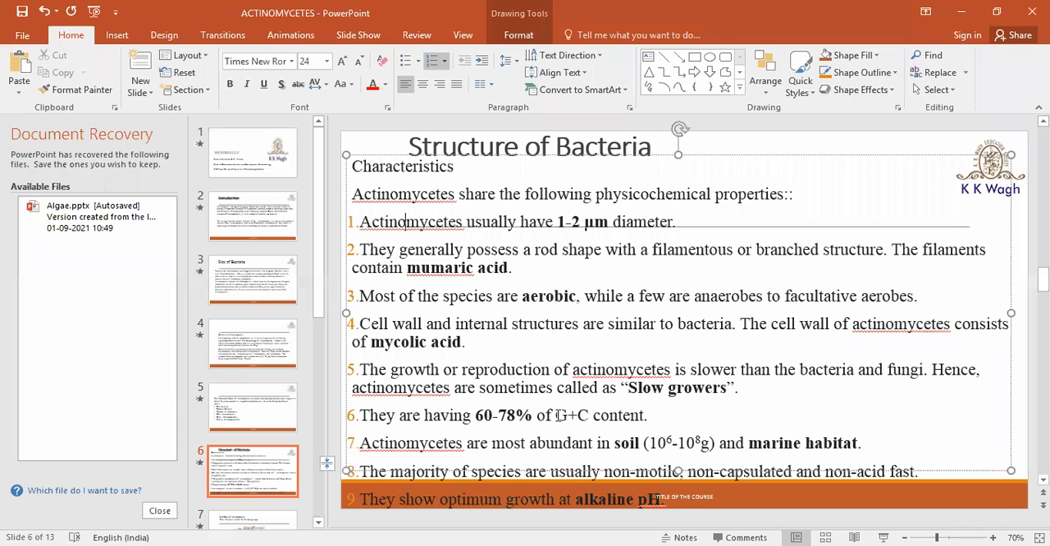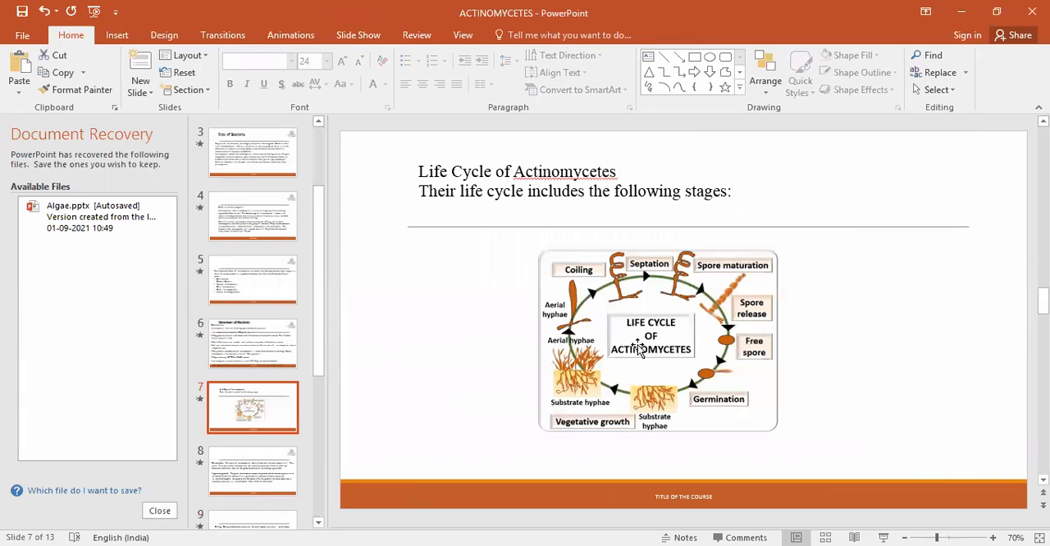Then, I told you that they have a high GC percentage. The GC percentage of this bacteria is up to 60 to 78%. Their population in the soil is up to 10 raised to 6 to 10 raised to 8 per gram, mostly in marine habitat. They are non-motile, non-capsulated, and non-acid fast organisms. They also show optimum growth at alkaline pH.